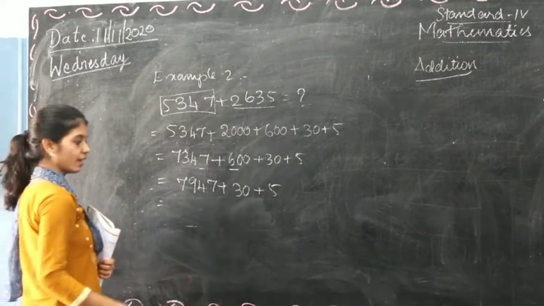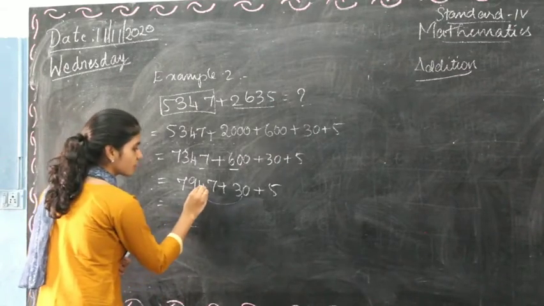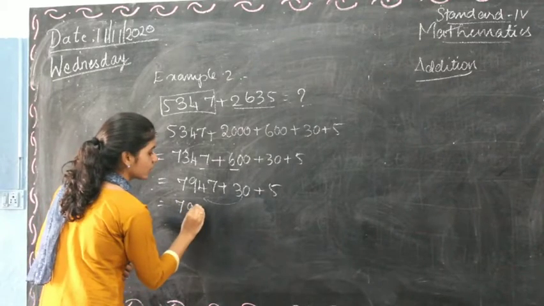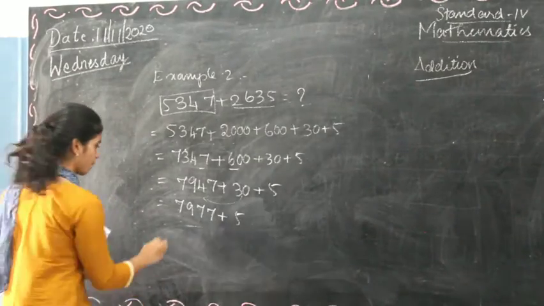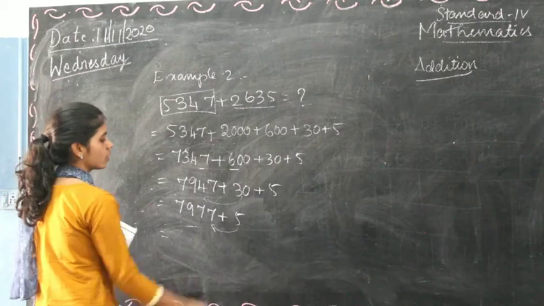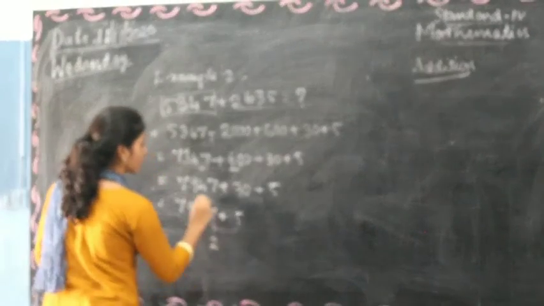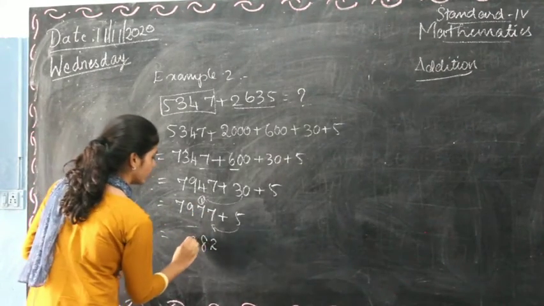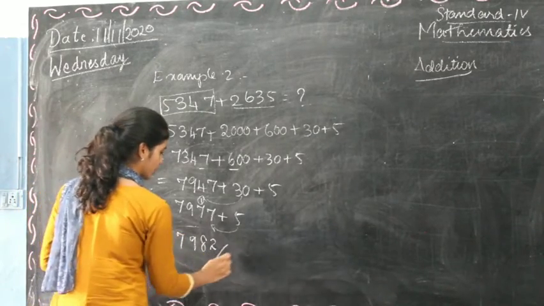Now we are going to add this with this. 40 plus 30 will be 70, so 7,977 plus 5. Now we are going to add unit with unit. 5 plus 7 will be 12, so 2 remaining, 1 carried. 7 plus 1 will be 8, 9, 7. So it will be 7,982 rupees.